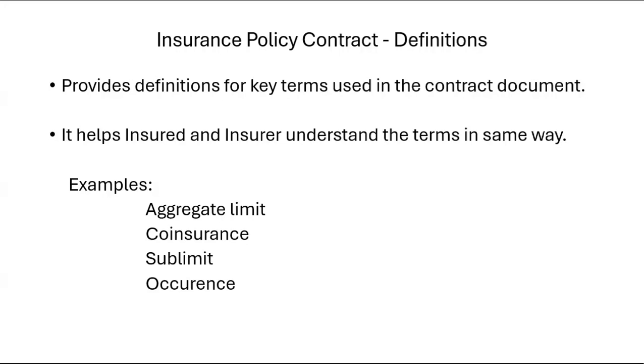Sublimit is a concept where the overall limit is 100K, whereas some unique coverages like flood or earthquake would have only a 30K sublimit. That's the concept here. Occurrence: a single loss, like one accident, is considered an occurrence, or in workers' compensation, repeated exposure to a particular risk is called an occurrence.